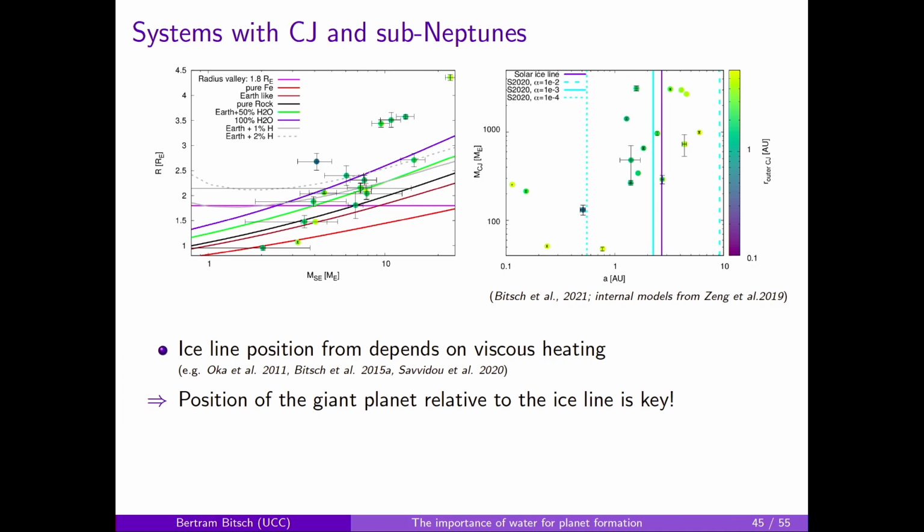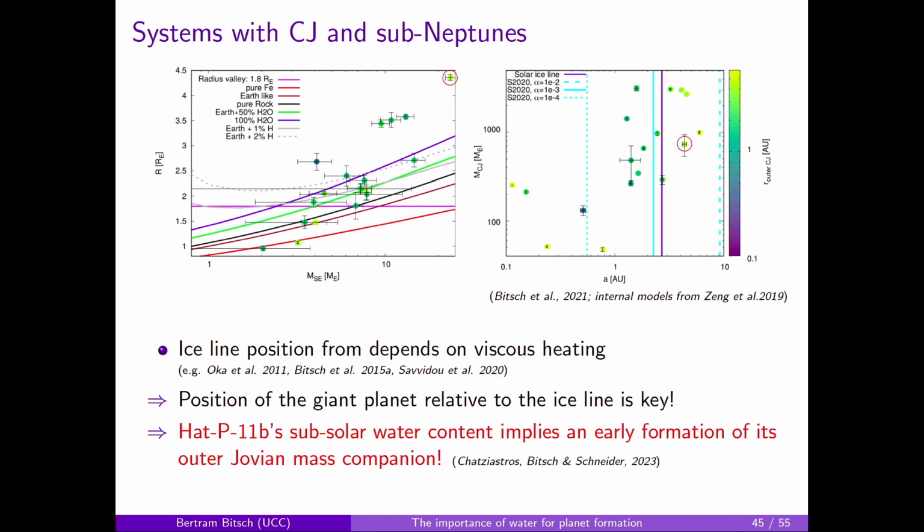So you see the outer giant planets here. Their mass is a function of distance. These vertical lines correspond to the different positions of the water ice line, and you see there are some systems where we could have outer giant planets that are exterior to the water ice line, and now we have to relate them to some of the planets in here. There's only one system in there that has an outer giant planet and a planet that contains an atmosphere that we can measure.